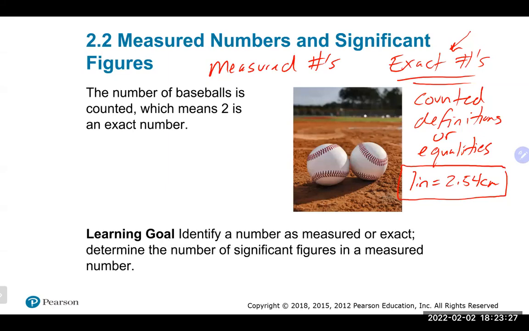Now, measured numbers typically do come with some type of error. Measured numbers are made when we make a measurement, and they have a specific number of what are referred to as significant figures based on the measurement. So let's look at a measurement, and we'll probably see a better slide in a second. Let's just see.